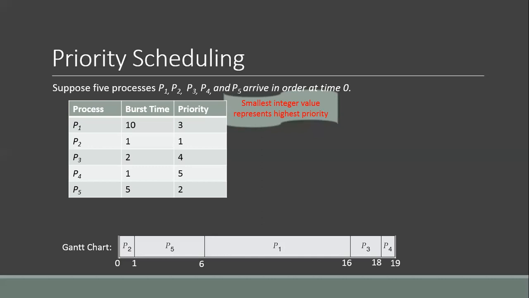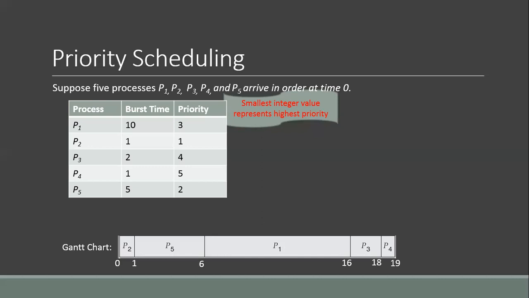Now there are 3 processes in the ready queue: P1, P3, and P4. Among these processes, the priority of P1 is the highest as compared to the priority of P3 and P4.